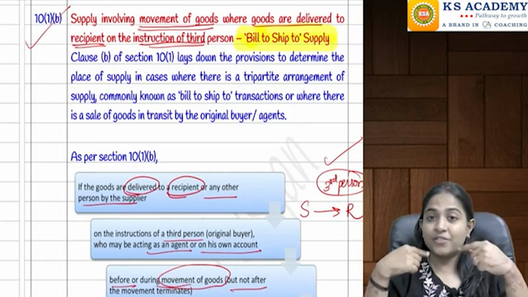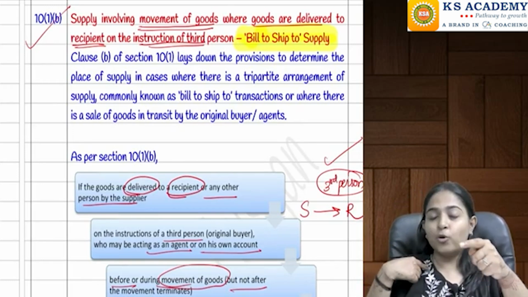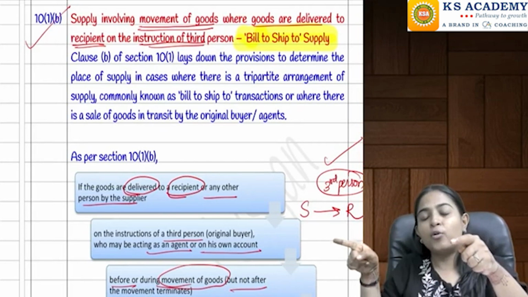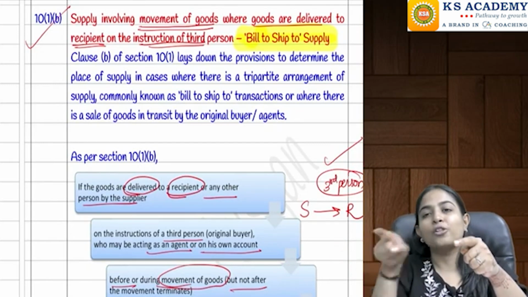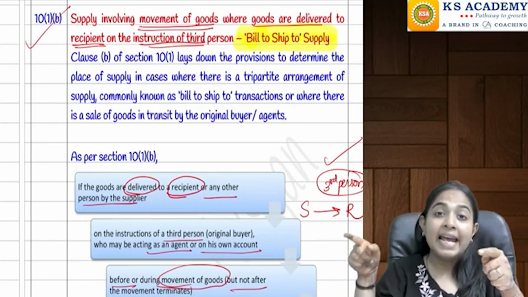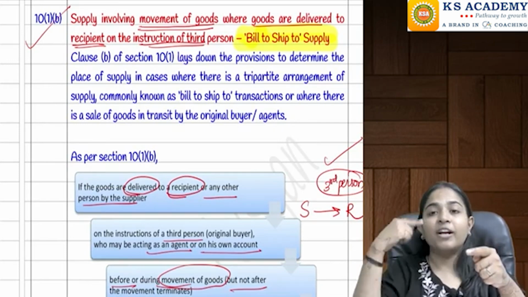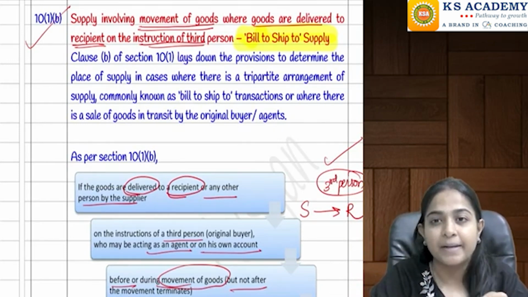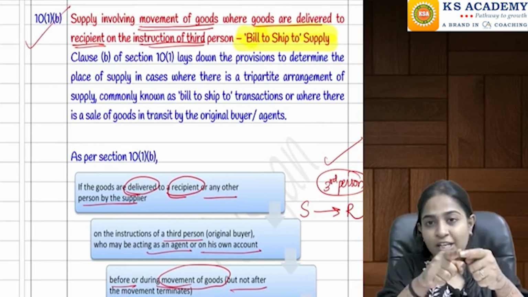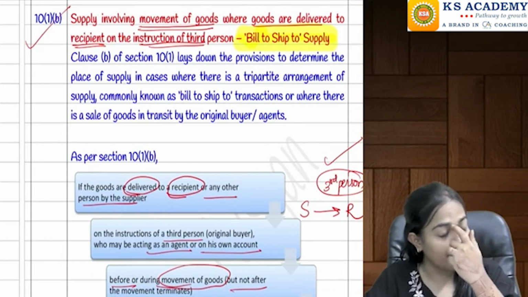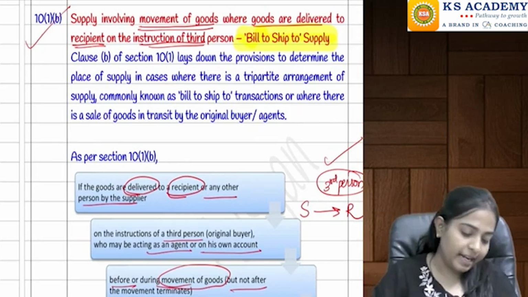But that is one supply. You are the person with whom I had my original contract. Then you also entered into a contract with some other person. That will also be considered a supply, under section 10.1a. My contract with you, for that the place of supply will be determined as per section 10.1b. And when you got a further order from another person, that transaction will be determined under section number 10.1a.